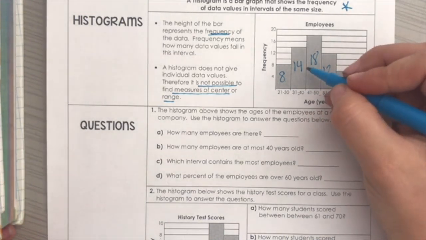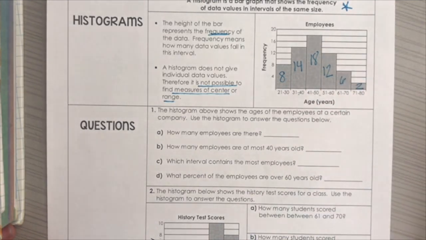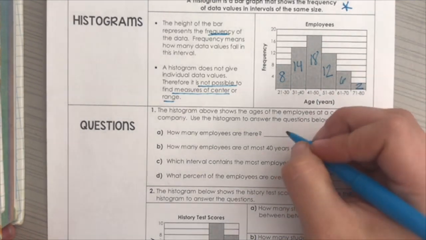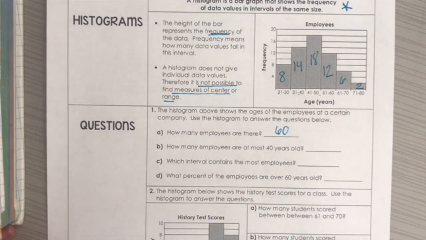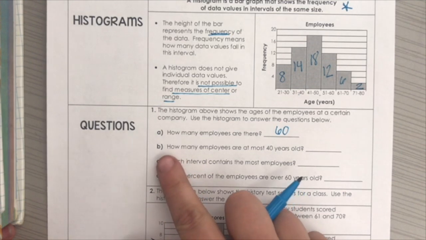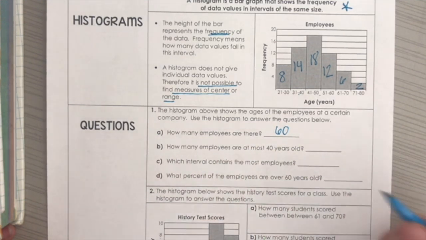So 8 plus 14, 18, 12, 6, 2, add those all together. You can use your calculator if you need to, but that is going to give us 60 total people. Letter B, how many employees are at most 40 years old?